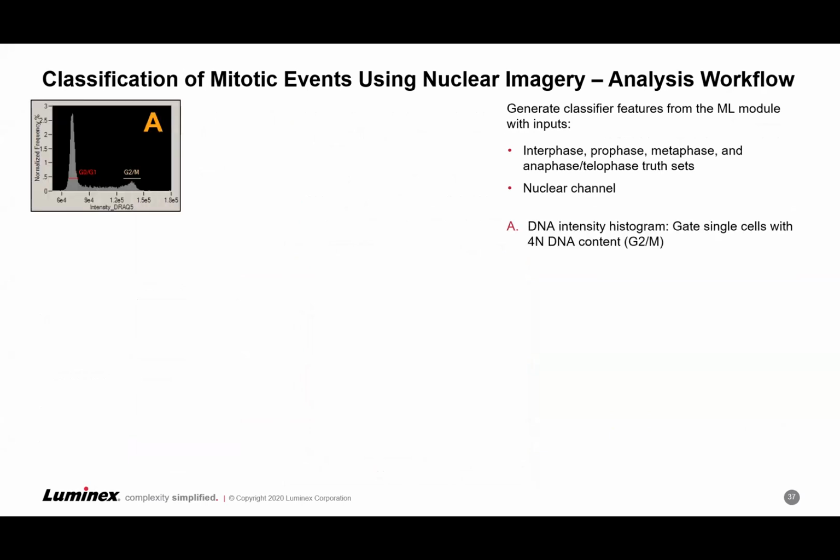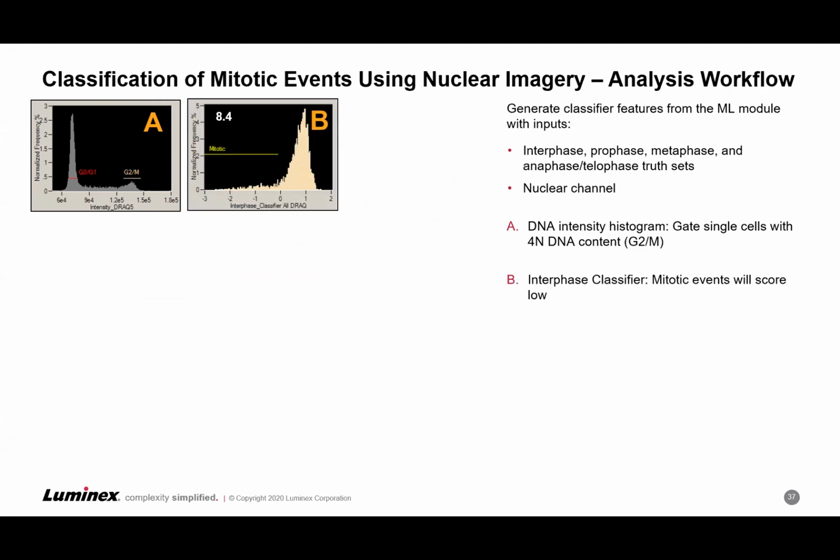Another way that you can use this is to look at mitotic events. What we did here was generate classifiers using features from the machine learning module. To start, we simply use DRAQ5, and we're looking for the mitotic events. So we gate on our G2M population, and once we do that, we can tag some cells: cells that look like they're going through mitosis and cells that are not. And then we can generate a classifier based on that called the interphase classifier.